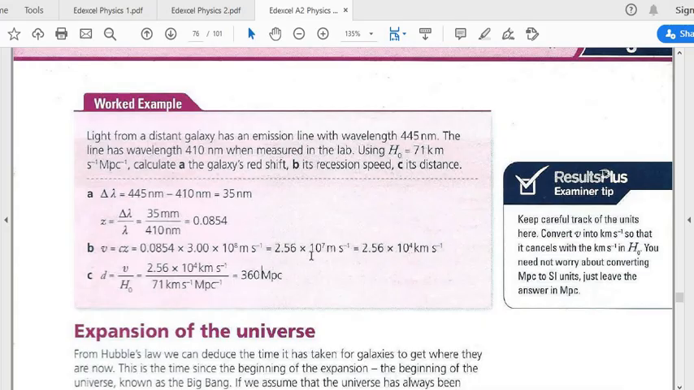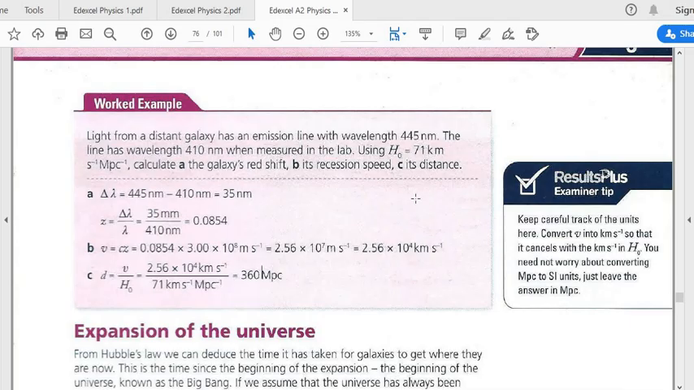You divide by 1000 and you get 7 minus 3, which is 4. Yeah, divide this by 10 to the power 3, divide by 1000 and you get 10 to the power 7 divided by 10 to the power 3, which is when you divide, you subtract the powers, which is 7 minus 3, 4. So you get it in kilometers per second.